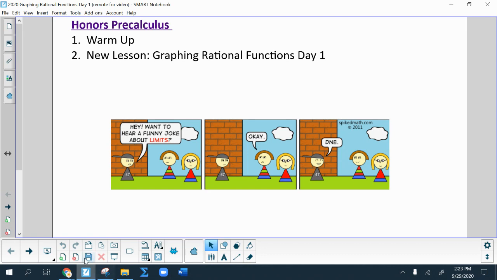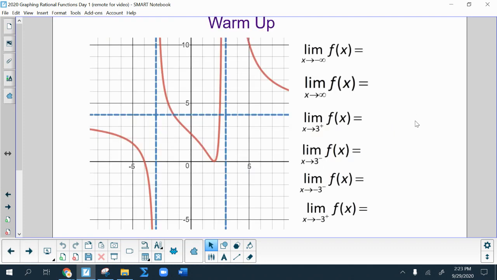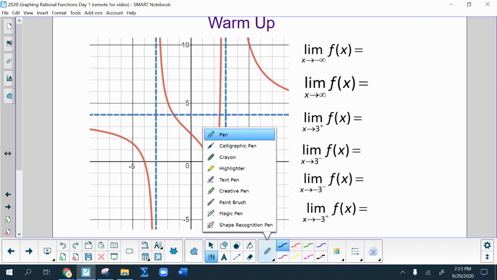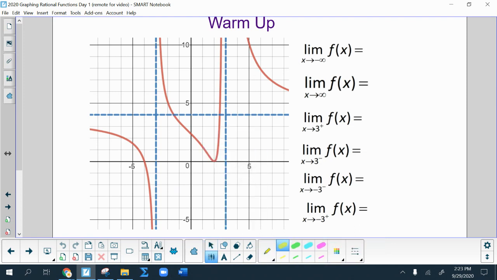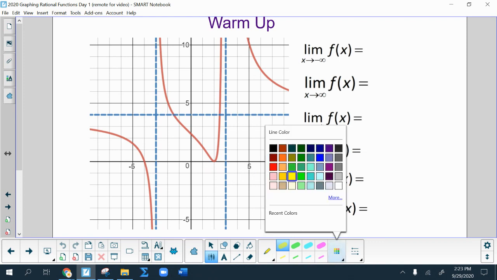We are going to start with a couple of warm-up things. So the first warm-up that we're going to do is about limits. So here we have a graph and we want to determine the limits based on the graph. I'm going to highlight different things to help us see what the answers are to these problems.